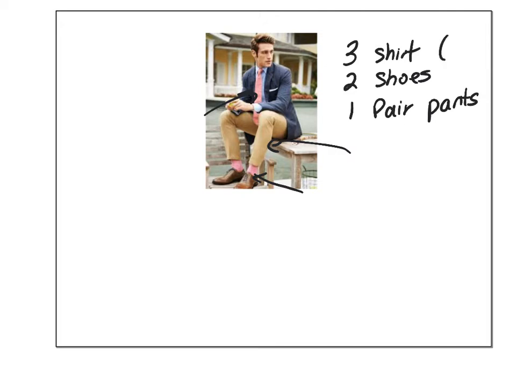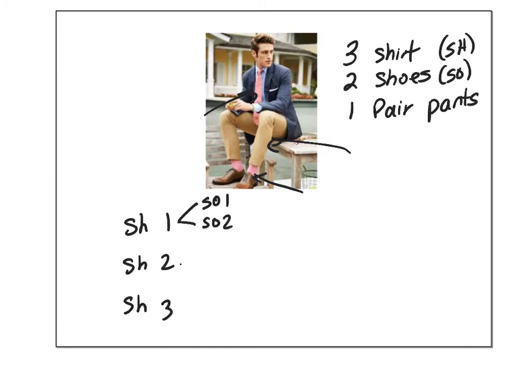I'm going to call shirt SH, and I'm going to call shoes SO, I can use shorthand. Now, if I wanted to figure out how many different combinations he could wear, if he only had this number of shirts, shoes, and pants, I could do what we call a tree. I could make a tree, and I could say that he has 3 different shirts. So he could wear shirt 1, shirt 2, or shirt 3. Then he has different options for shoes. He could wear shoes 1 with that, or shoes 2 with that, and so on and so on.